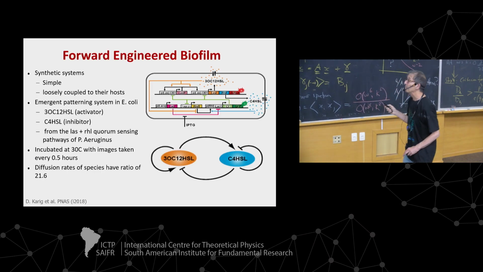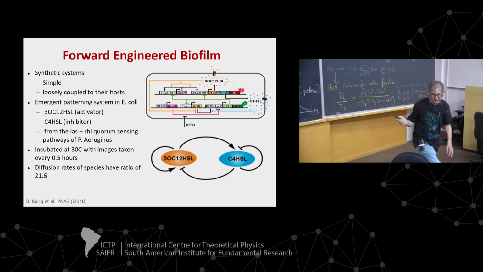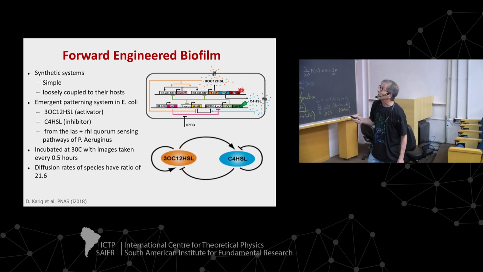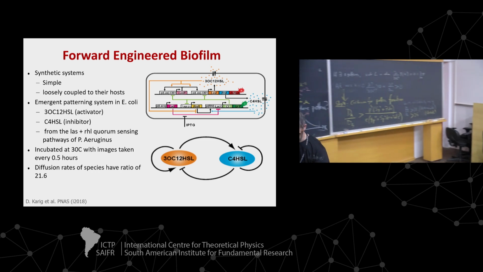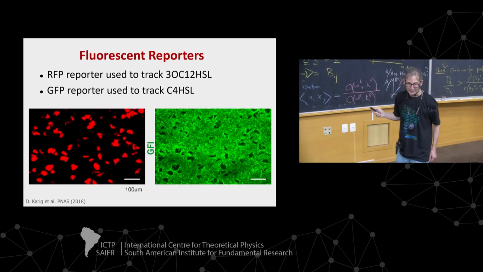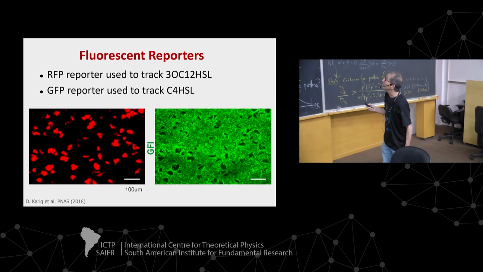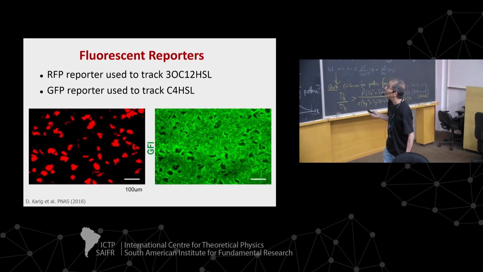So here's what we did. I'm going to be very brief about this because I want to talk about some other things. We took a biofilm which was in E. coli. We took signaling molecules from Pseudomonas, and we put dyes on these engineered signaling molecules, and then we let it go and took pictures. So what you end up getting is we had an RFP reporter to track one of the genes, a GFP reporter to track the others, and we could see in the different channels the different stochastic Turing patterns.